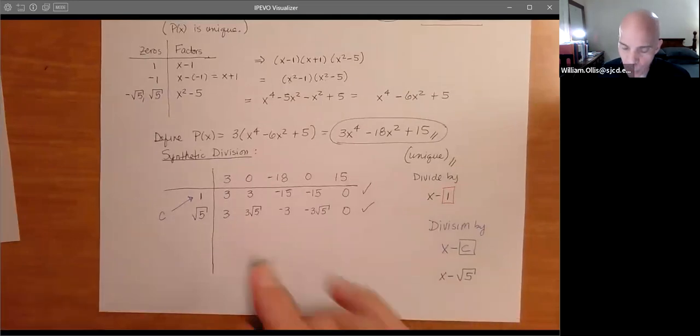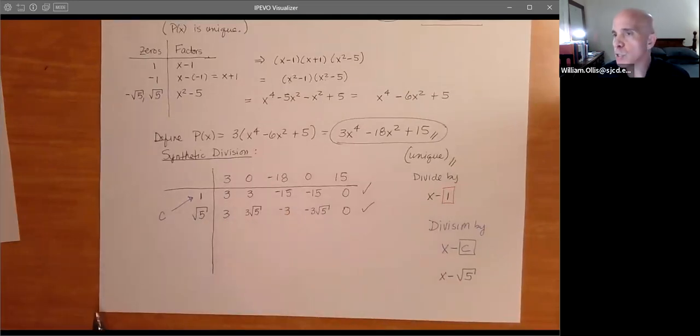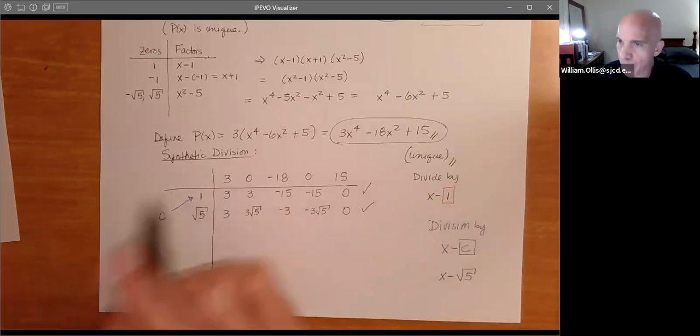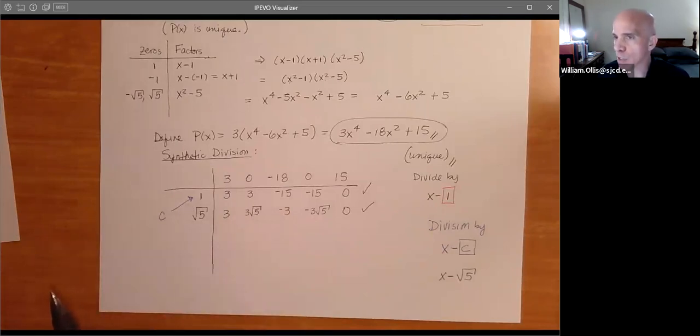So the idea is, it doesn't really matter what number we put here. Usually when we do this process, the numbers will be integers or fractions because we'll be looking for rational zeros. But certainly we can't discriminate. The c is c.